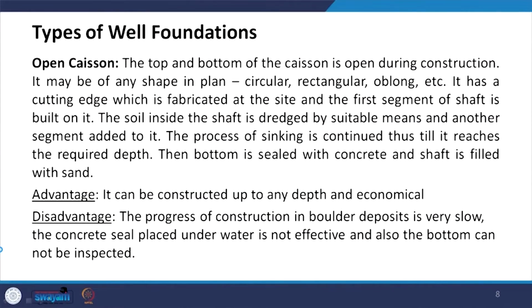The top and bottom of the caisson are open during construction. It may be of any shape in plan: circular, rectangular, oblong, etc. When we talk about open caisson, most of the wells have circular cross sections, but there could be situations where it is rectangular or elliptical or oblong, that means longer in one direction and smaller in the other direction. Open caissons have a cutting edge which is fabricated at the site, and the first segment of the well shaft is built on it.